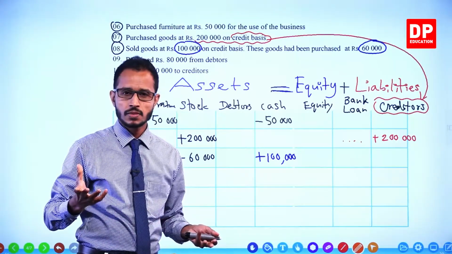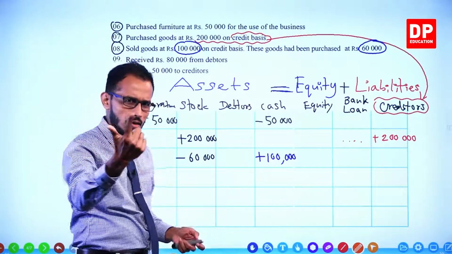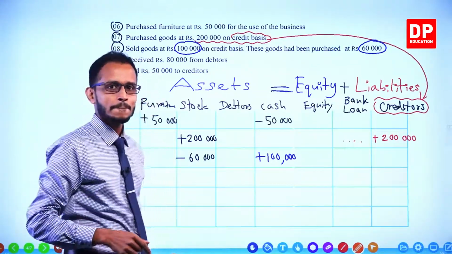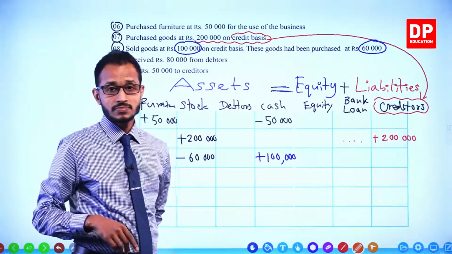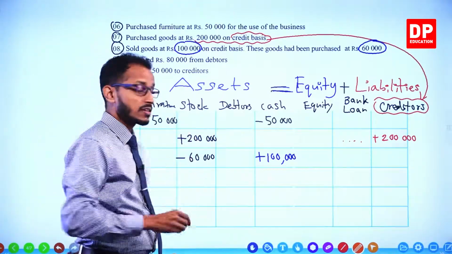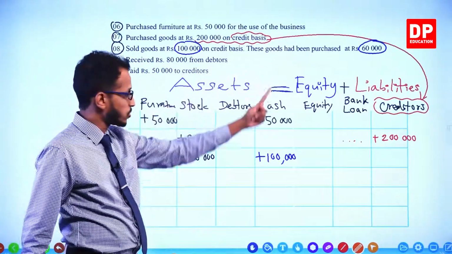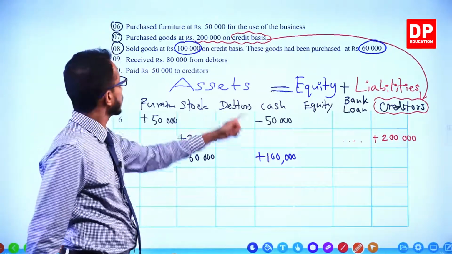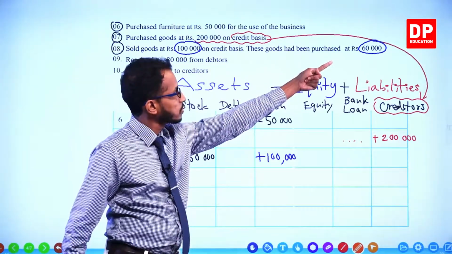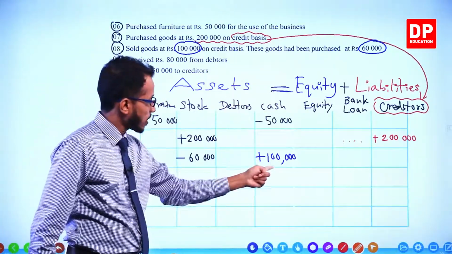Why? What is the problem? That's wrong, yes. That's how you make mistakes. I have seen a lot of times when this type of transaction comes, students make this error. Sold goods 100,000, the value of the goods were 60,000, so they minus 60,000 from stock and add 100,000 to cash.